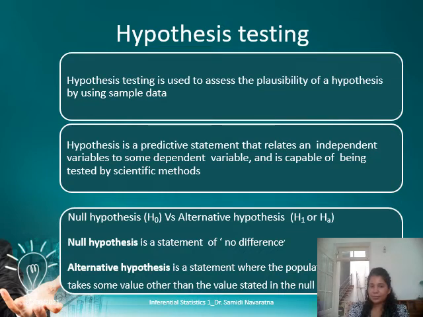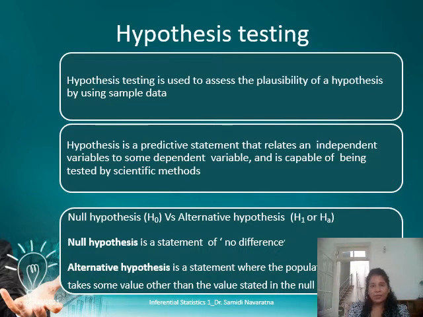It is a predictive statement that relates an independent variable, or independent variables, to some dependent variable, and is capable of being tested by scientific methods. Now you need to know what a null hypothesis is and what an alternative hypothesis is. The null hypothesis is denoted by H naught and is known as the conjecture.